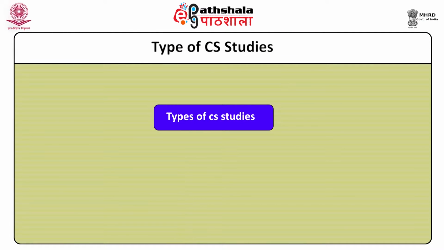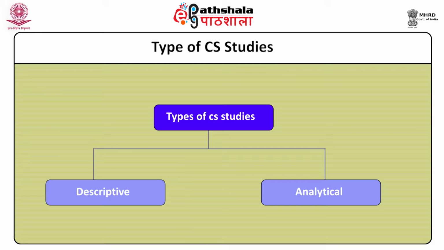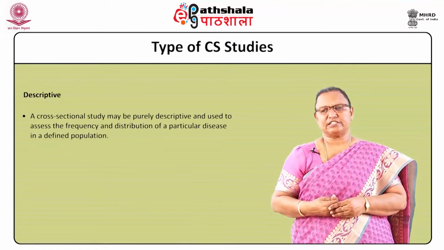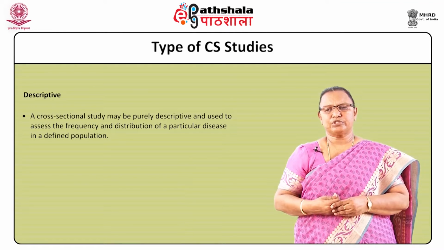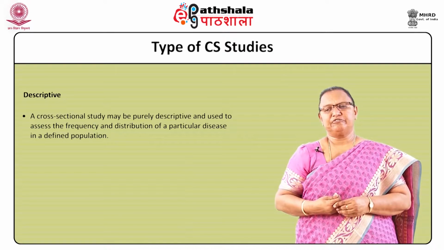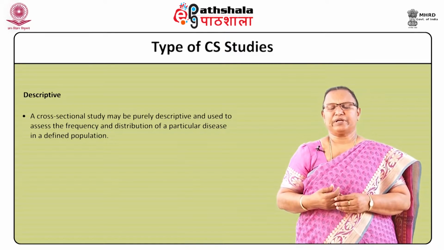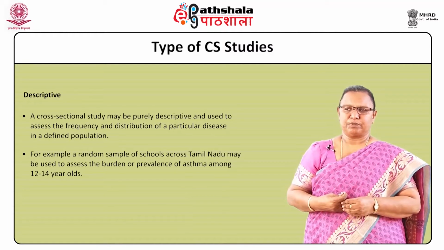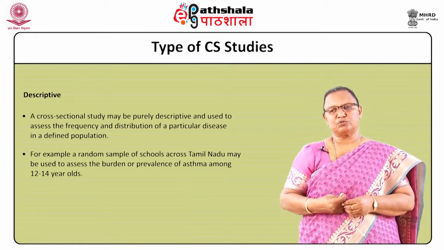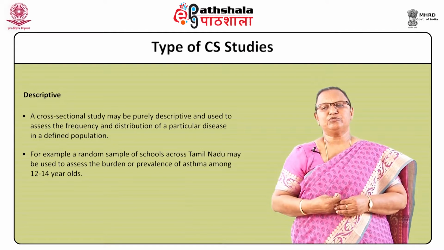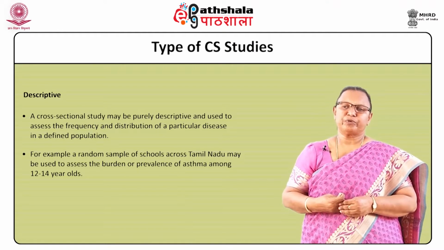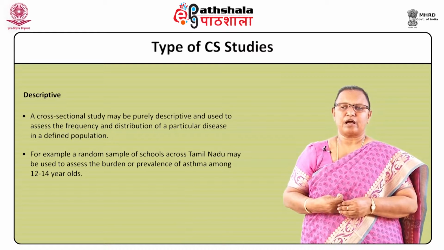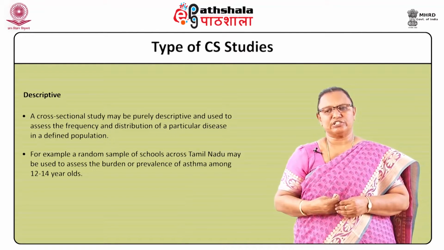There are two types of cross-sectional studies. One, the descriptive cross-sectional study, and two, the analytical cross-sectional study. The descriptive cross-sectional study may be used to assess the frequency and distribution of a particular disease in a defined population. For example, a random sample of schools across Tamil Nadu may be used to assess the burden or prevalence of asthma among 12 to 14-year-old children.